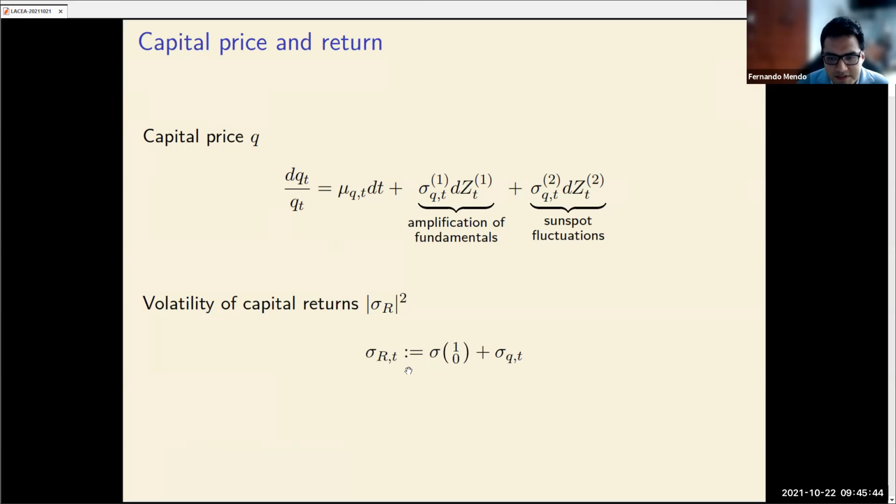What you have below is what we're going to call the volatility of capital returns, this sigma_r squared, and it has the fundamental component, which is associated with the shock itself to capital, and the amplification term that's associated with the capital price. Okay, so this is a little bit of notation.